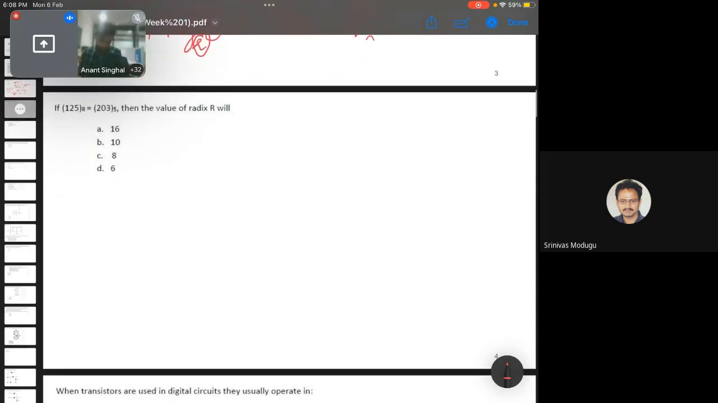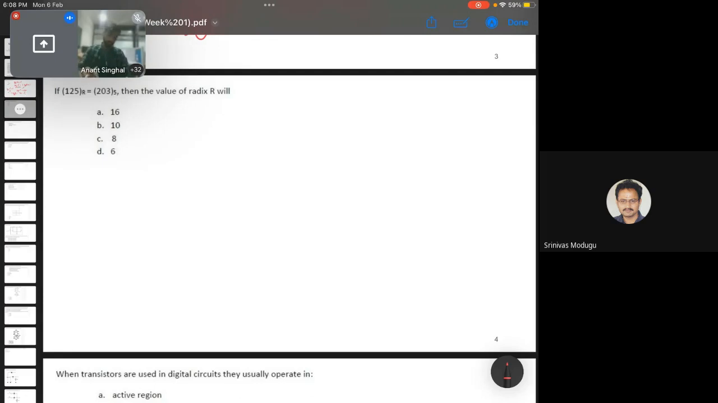One of the number system questions that we will cover: it is given that 125 to the base r is 203 to the base 5. The question is basically asking about the value of radix r. How will you solve this question? First of all, I'll tell you what this radix is. Radix is nothing but the base of the number system that we use.